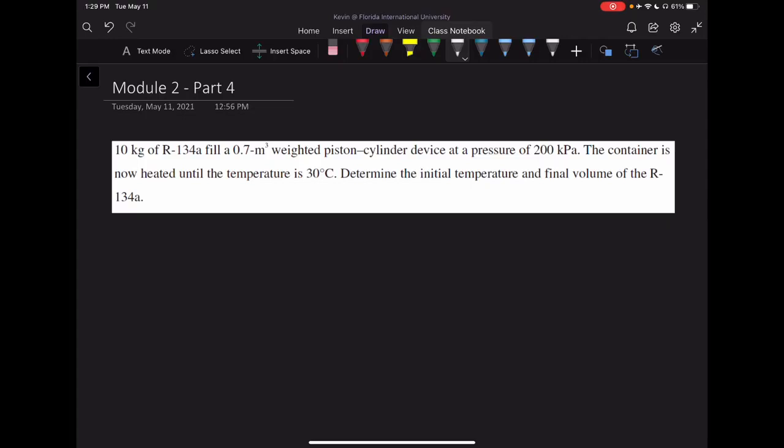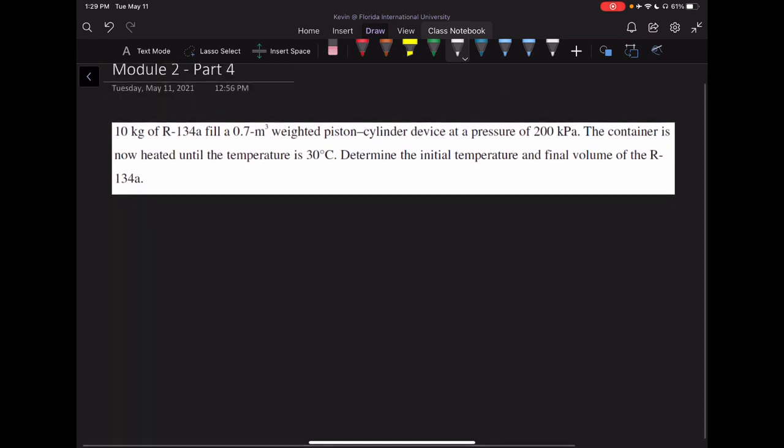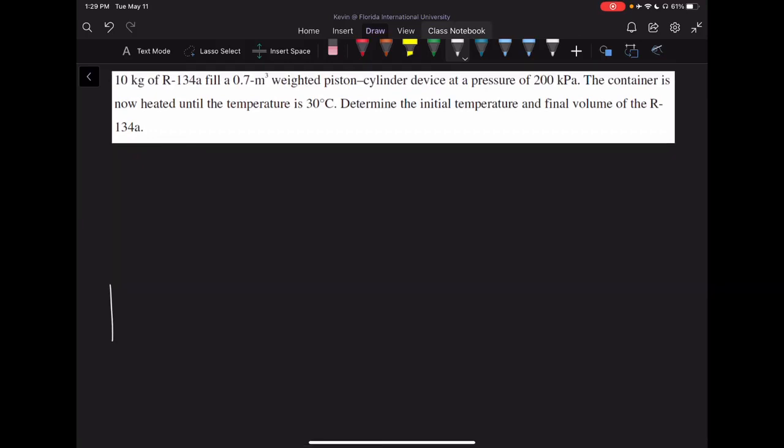So in this example, we have 10 kilograms of R134A, and the 10 kilograms of R134A fill a 0.7 meters cubed weighted piston cylinder device at a pressure of 200 kilopascals. The container is now heated until the temperature is 30 degrees. Determine the initial temperature and final volume of the R134A.